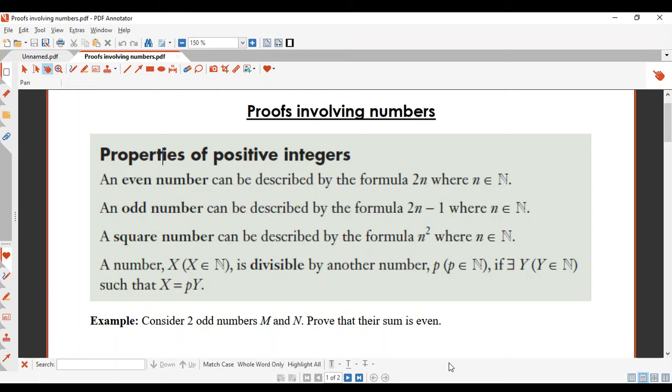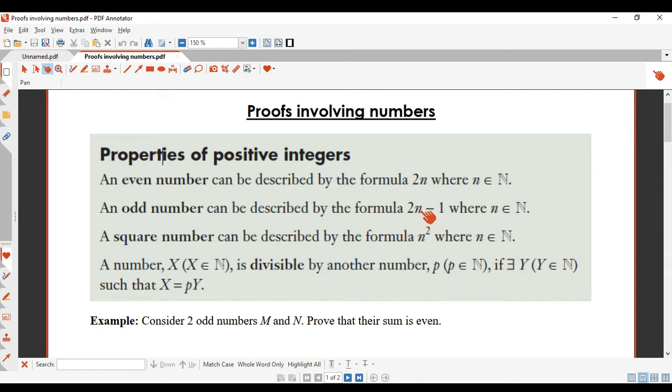Okay, boys, we're going to look at proofs involving numbers. A couple of things we've got to be aware of. Firstly, an even number can be described by the formula 2n, where n is a natural number. Natural numbers mean the counting numbers: 1, 2, 3, 4. An odd number can be described by the formula 2n minus 1, where n is a natural number.